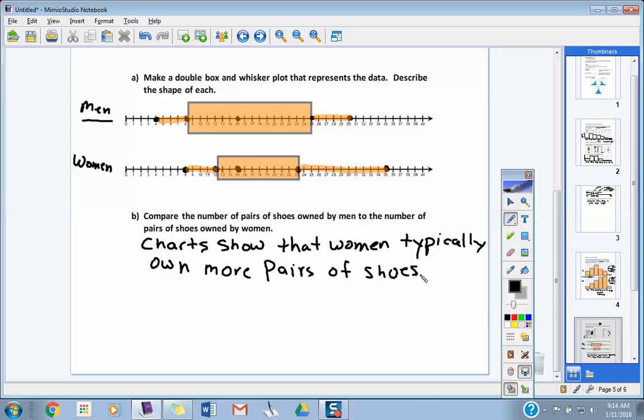So there's that right there. The chart shows that women typically own more pairs of shoes. Are we okay with that? All right.